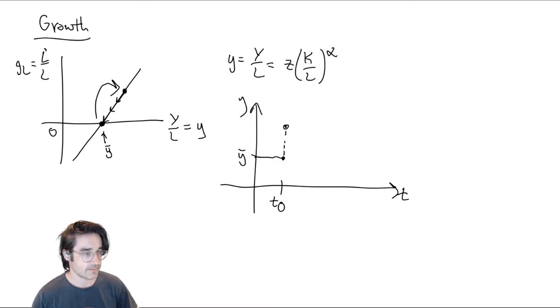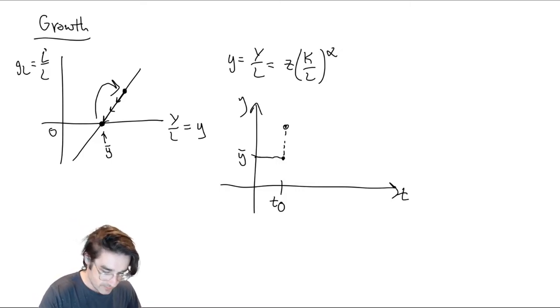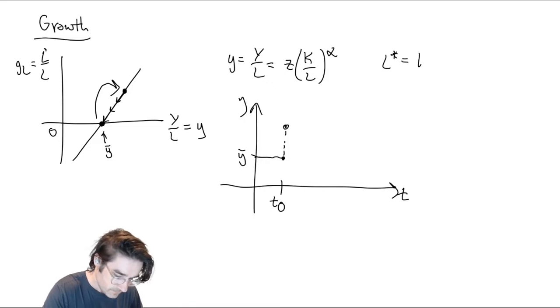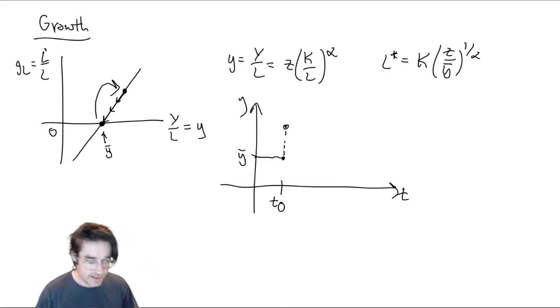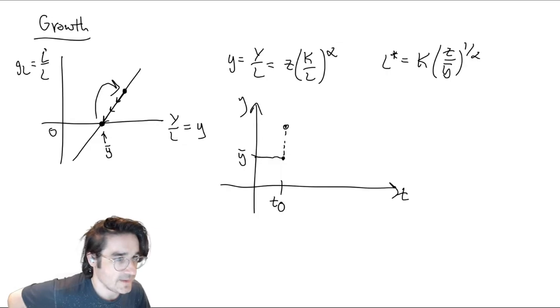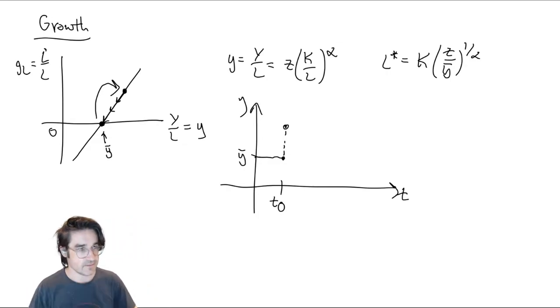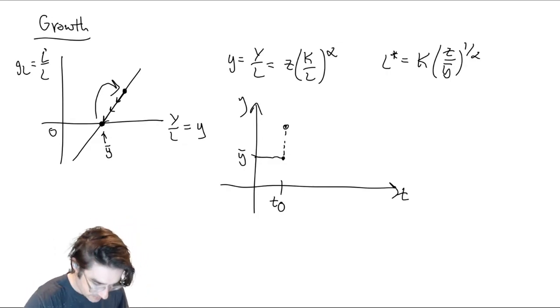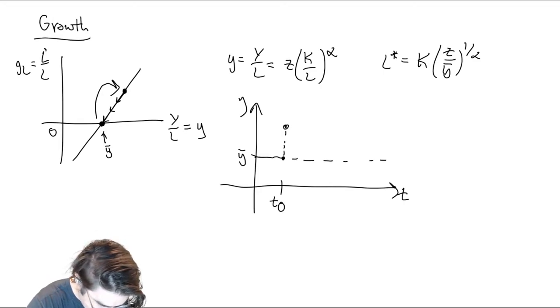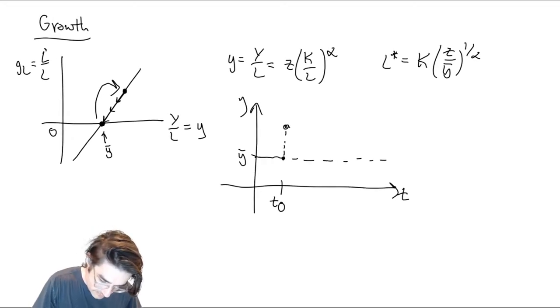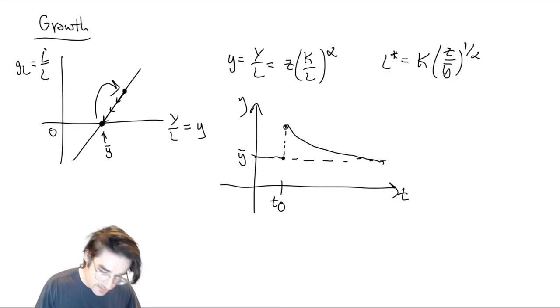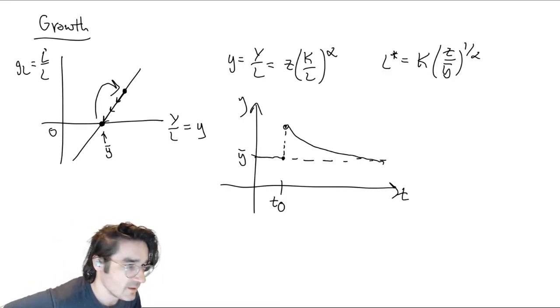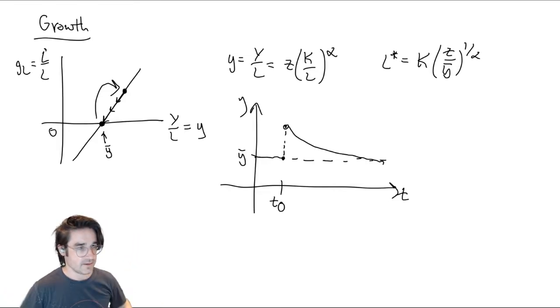L goes up, right? Because remember in the end we found that L star is K times Z over Y bar to the one over alpha. So as Z goes up, in the long run L is going to go up, but then Y is going to converge back down to Y bar. So in this world, let me see if I can successfully draw something, it's going to look something like that. The biggest changes will happen initially, and then you asymptote down to Y bar again. Okay.